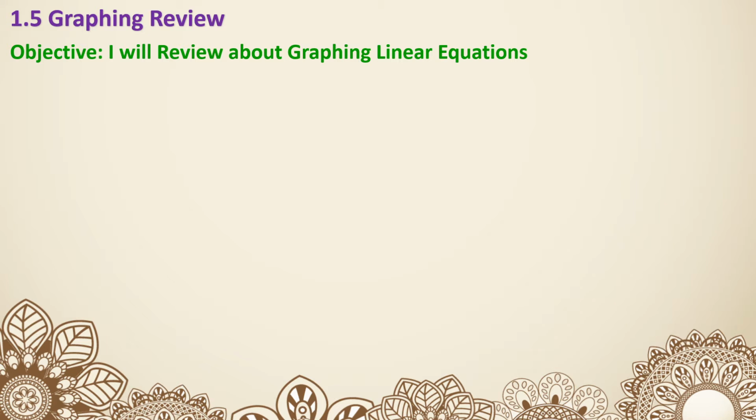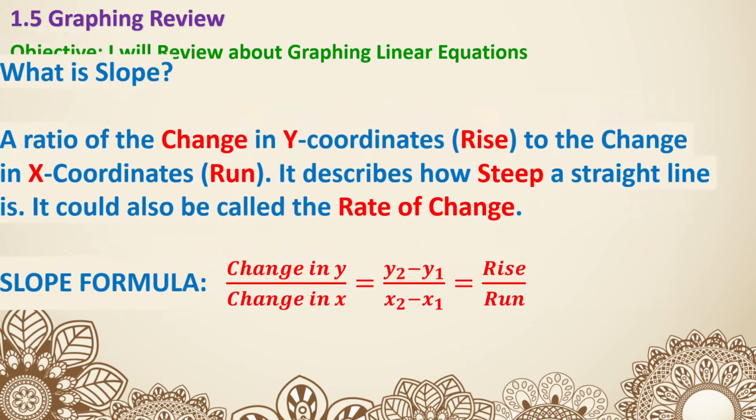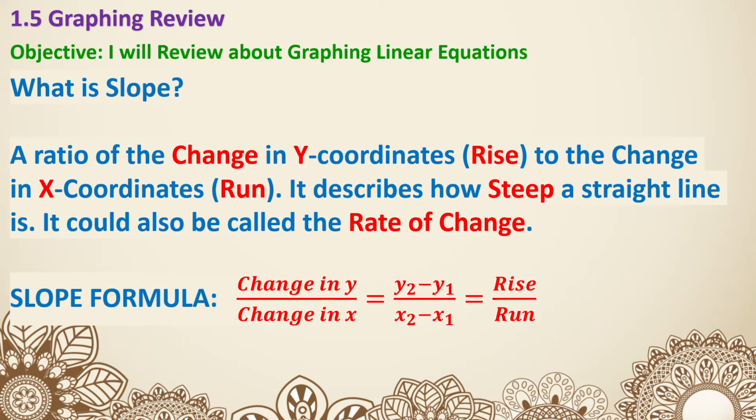Today we're going to talk about 1.5, where we will review graphing linear equations. Whenever we need to talk about linear equations, we're going to have to start with slope. So what is slope? It is a ratio of the change in y coordinates to the change in x coordinates. We refer to the change in y coordinates as rise, and the change in x coordinates as run. A slope describes how steep a straight line is. We could also say it as rate of change.